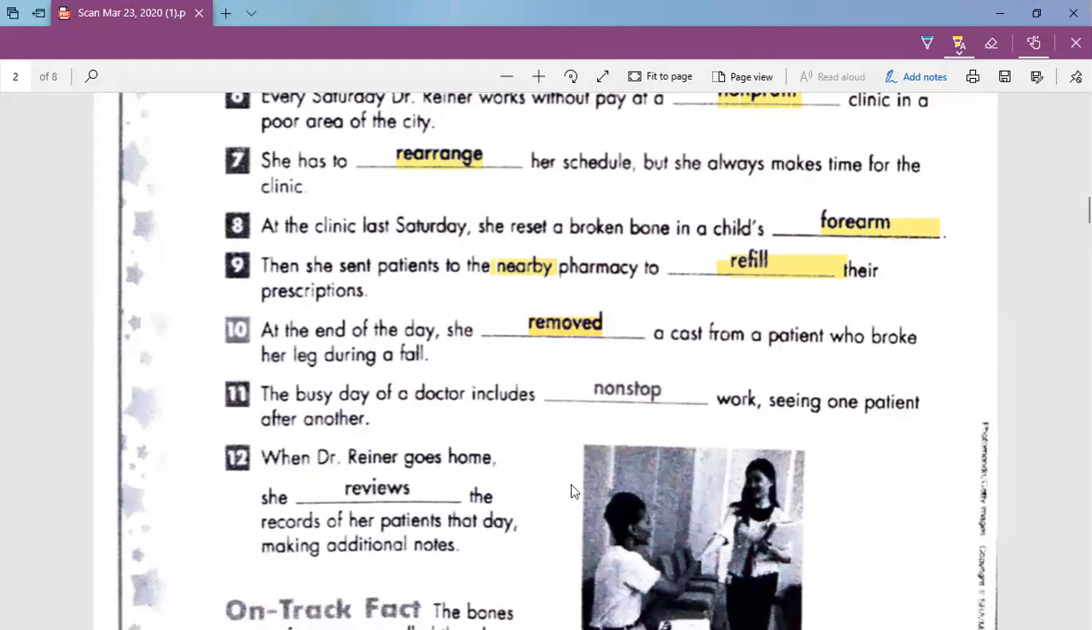Okay. Number 11. Let me have Angelica say the word. "The busy day of a doctor includes one patient after another." Thank you very much. So the word is going to be non-stop.